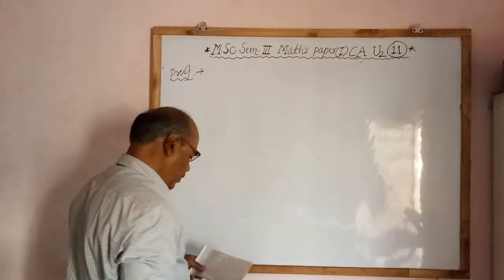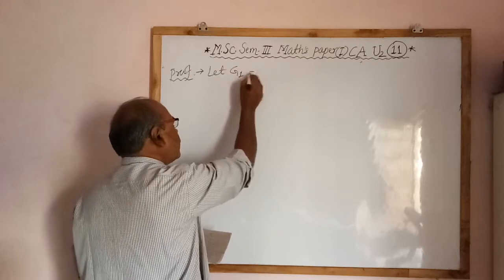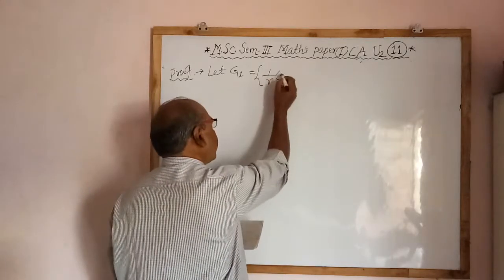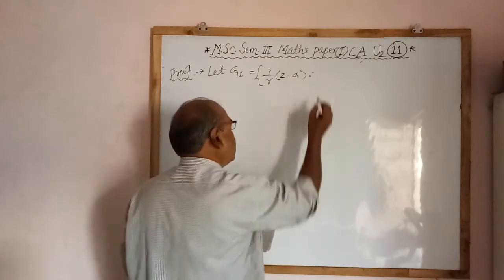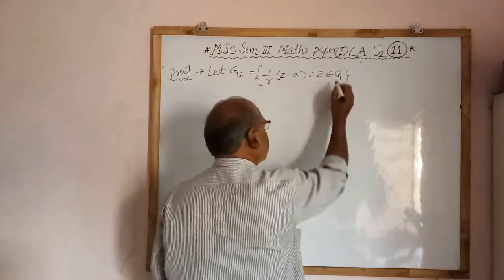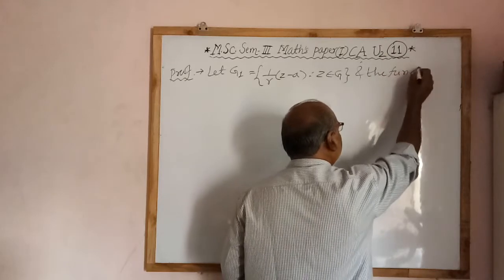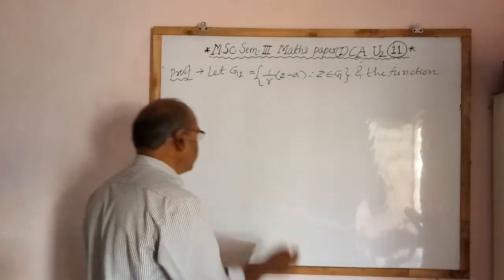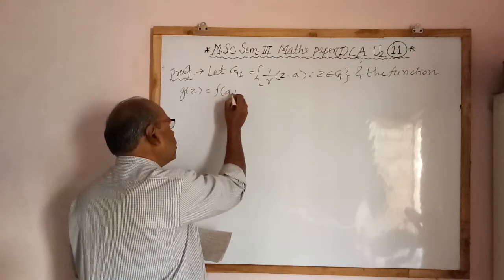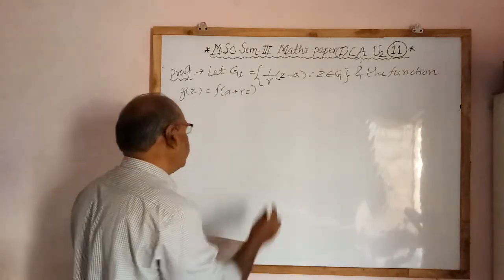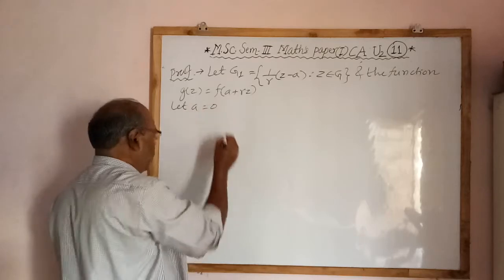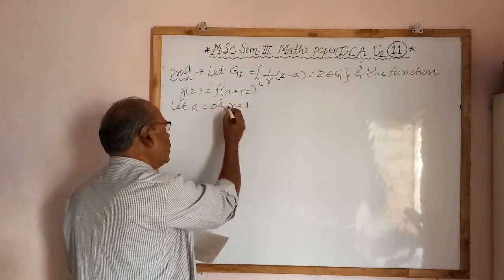This is the proof of the proposition. Let the function g from Z1 be given by g of z equal to f of A plus Rz, mapping into Z minus A, such that z belongs to Z. Let A equal to 0 and R equal to 1.